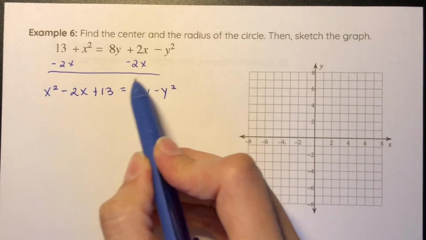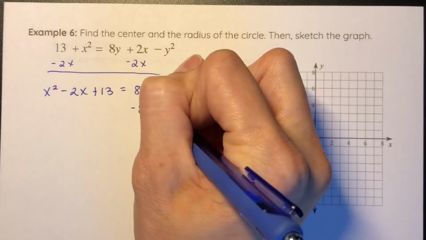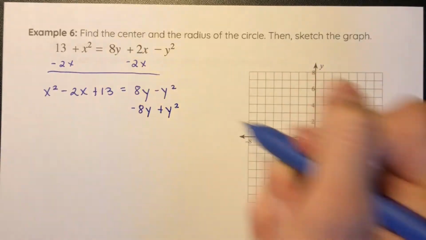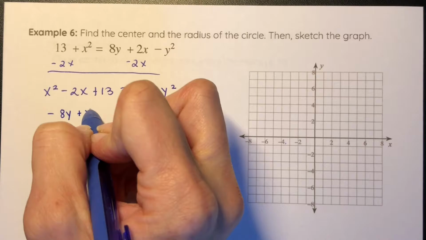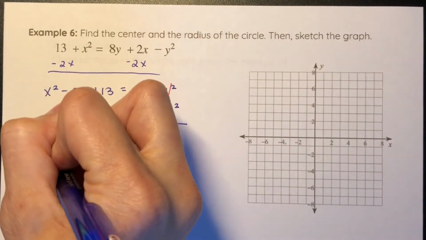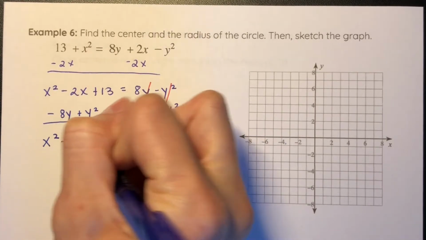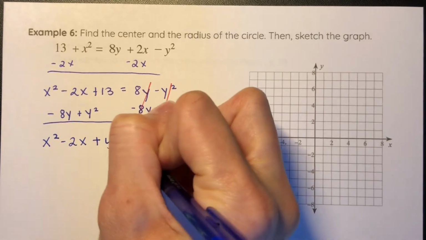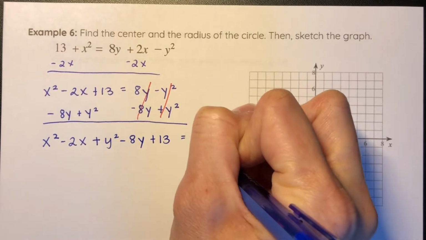So now I have to just move these to the other side. So I'm going to do that at the same time. I'm going to subtract 8y, then I'm going to add y squared. So subtract 8y, add y squared. And so now I have nothing left on my right-hand side. So I'll go ahead and write down everything I have on my left-hand side. So x squared minus 2x plus y squared minus 8y plus 13 equals 0.